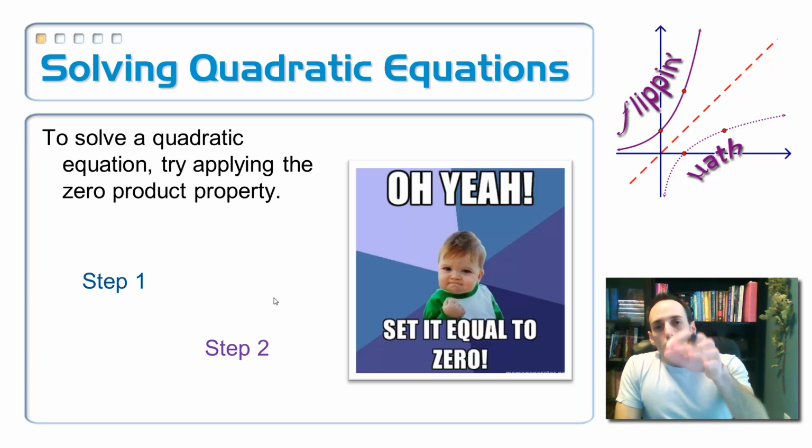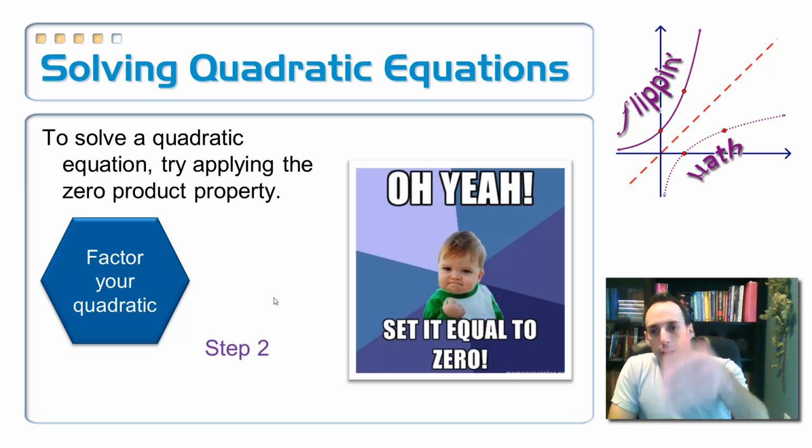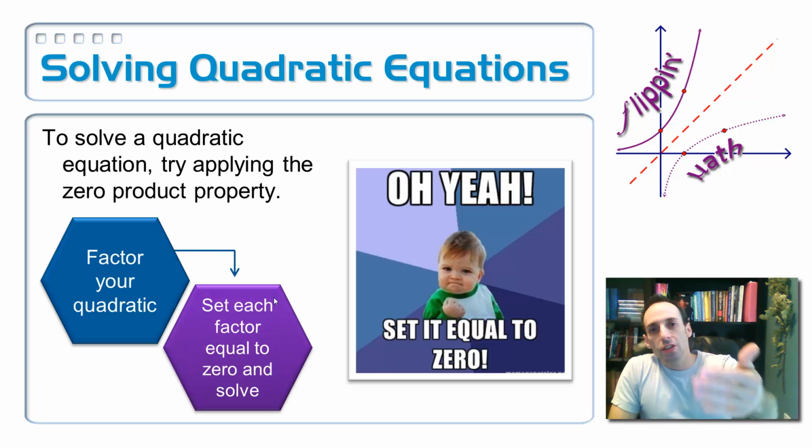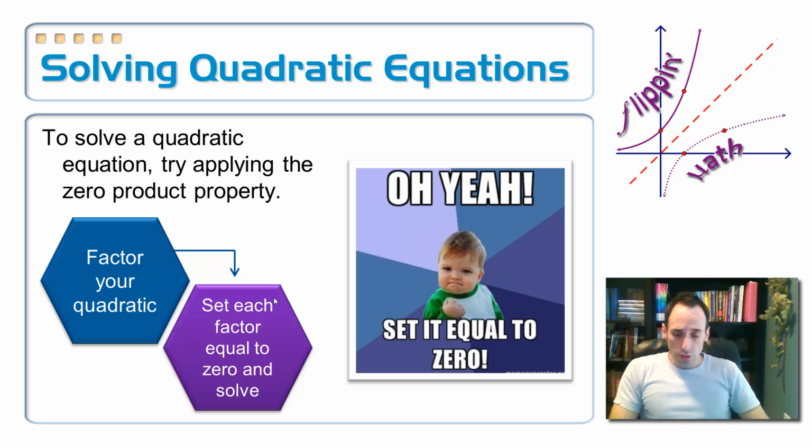So, solving quadratic equations. To solve these things, you're just going to apply the zero product property. So step 1, you're going to factor your quadratic, right? Assuming that the thing is factorable. And then finally, step number 2, you're going to set each of those factors equal to 0 and then solve those tiny, tiny little linear equations. Okay? Oh yeah, set it equal to 0. See that baby? He's got this.